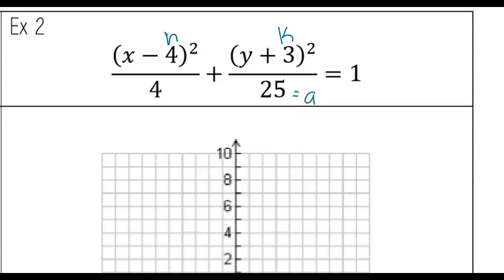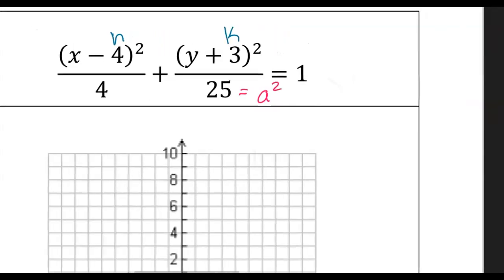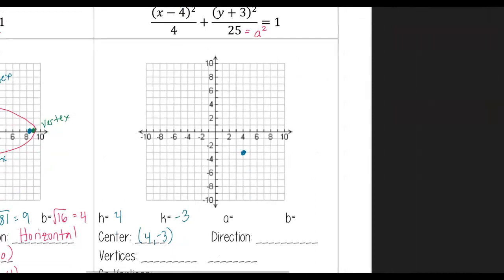So this 25 is A squared. So what is A? A is the square root of 25, or 5.